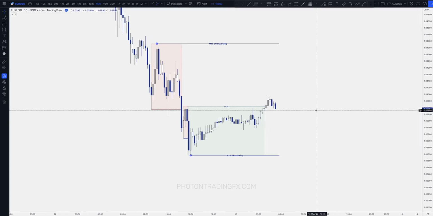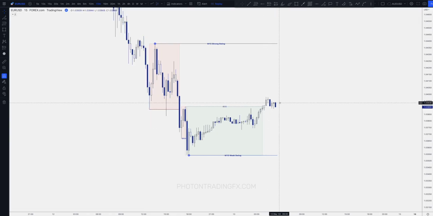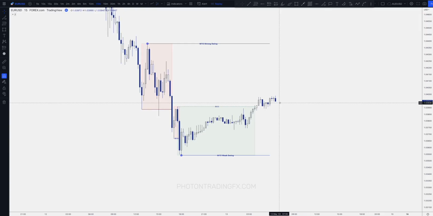Obviously we've had this quite large internal demand range. So we've had initiation out of the range. So what do we expect? Do we expect price to pull back into it, mitigate it and continue? Which is what price is doing now: pulling back into it and then continuing to the upside.